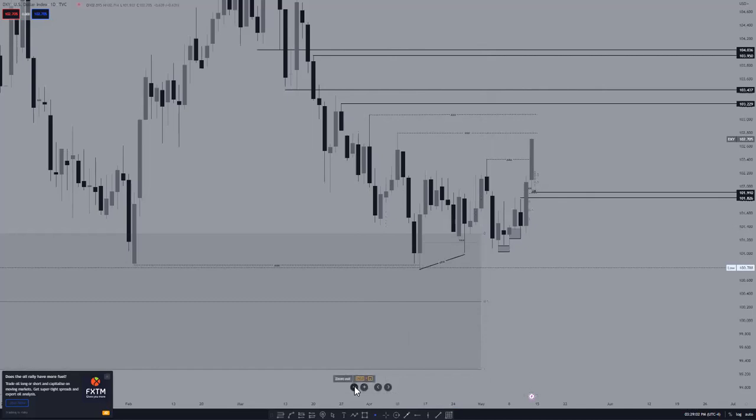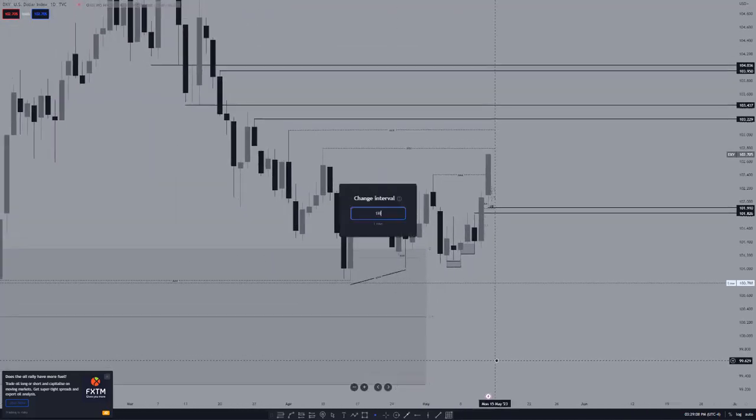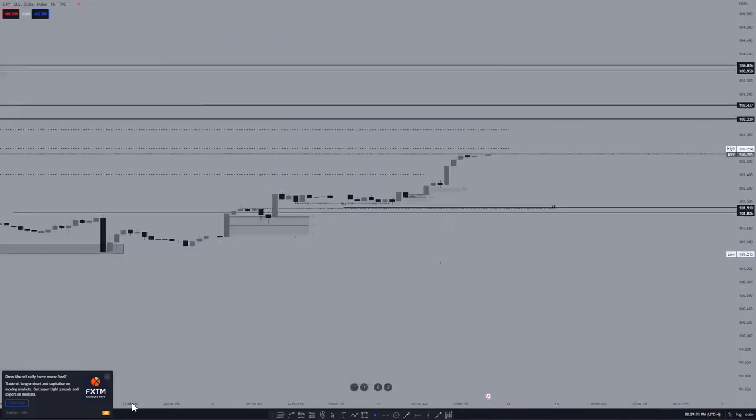So now, as you can see there, that's that for the DXY. So let me go to the 1 hour. So you see, I take most of the moves there.